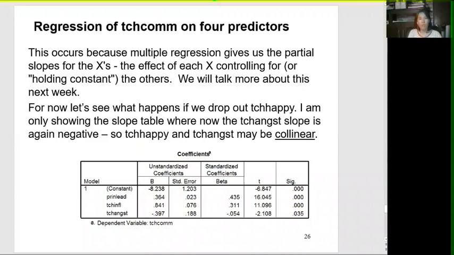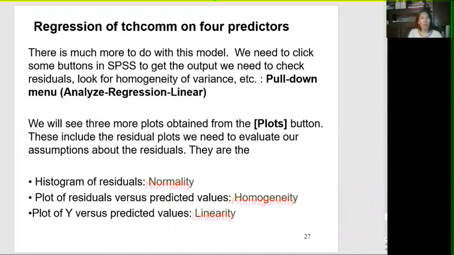For now, let's see what happens if we drop out teacher happiness. I am only showing the slope table, where now the teacher anxious slope is again negative. So teacher happiness and the teacher anxious may be collinear. There is much more to do with this model. We need to click some buttons in SPSS to get the SPSS output. We need to check residuals, look for homogeneity of variance. Yes, we did that in the midterm exam.